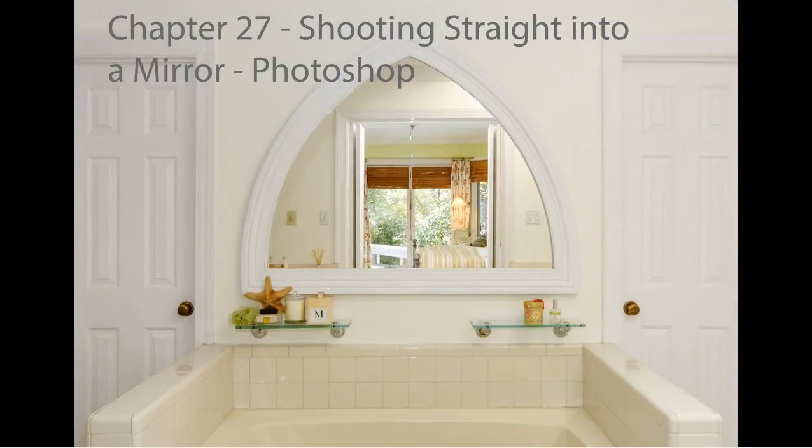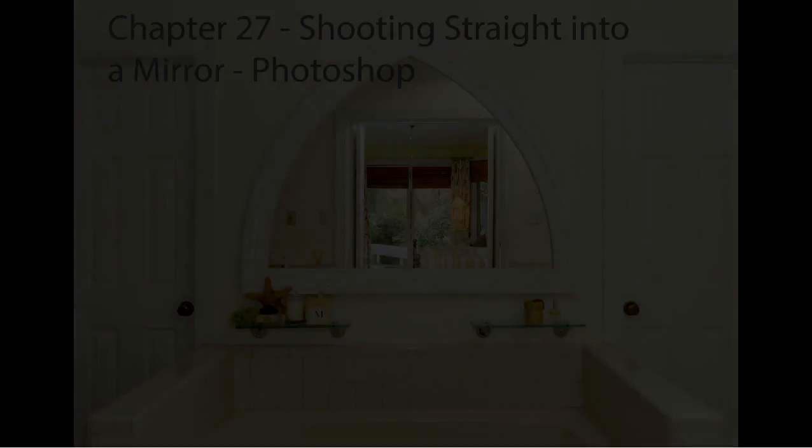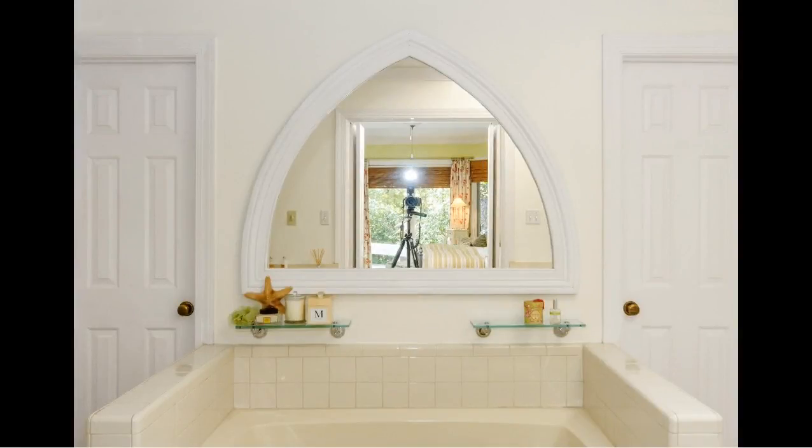Chapter 27 will deal with shooting straight into a mirror. Sometimes the only available shot has a reflection of the camera in the mirror, and sometimes the best shot requires that you shoot straight into a mirror. So in this lesson, I'll explain in detail how to shoot the two images so that you'll be sure to have all the image information you need to hide the reflection of the camera and the tripod in the mirror.